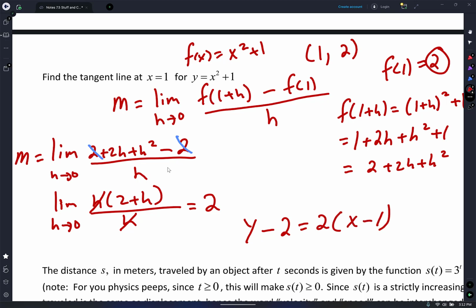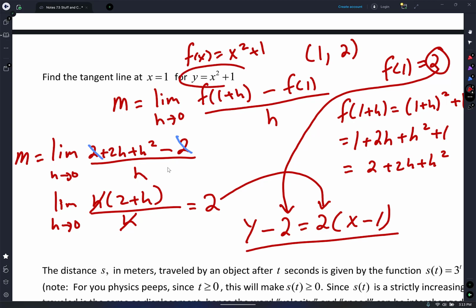Let's not get this confused. That 2 is this 2, and this y value is that 2. Next time I'll choose values that are not the same. I wasn't thinking, I just chose a simple one. Are we okay there? All right, there's my tangent.